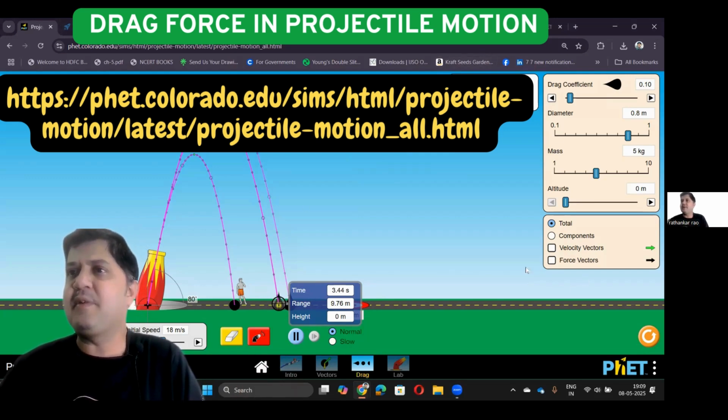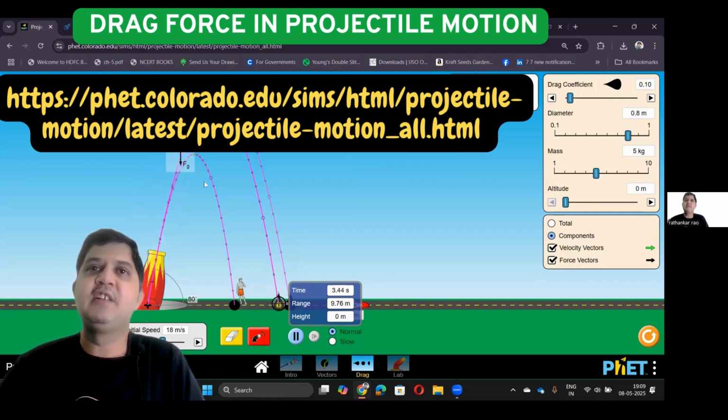At the same time, you can also get to know what the components of velocity are, what the velocity vectors are, and what the force vectors of each one of them are. What you can do is, let me try this. See the values of fx and fy, how they change, and so on. And there is one more component also here.